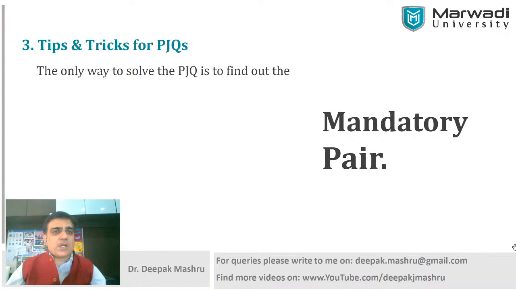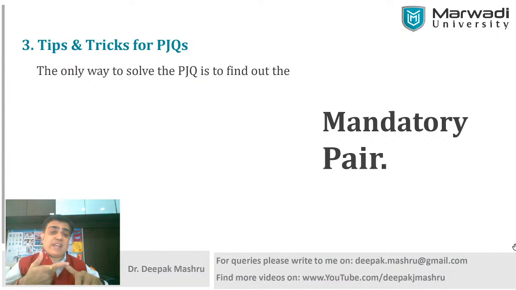Okay, so the next part of this session is tips and tricks for PJQs, right? There's parajumble questions. Here I tell you that the master key to solve parajumble questions is only one thing: if you can find out any mandatory pair, in that case your job is done. Mind it that you need to find out the mandatory pair.